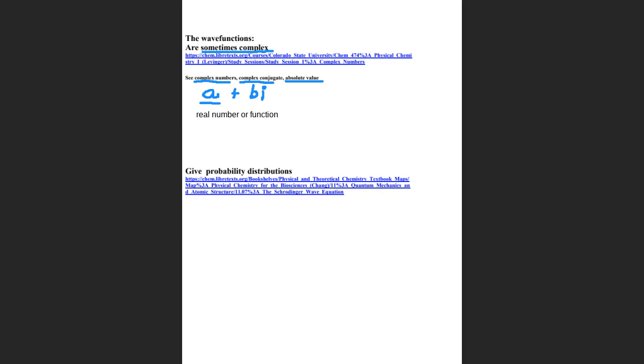B is also itself a real number or function. But it becomes imaginary because it is multiplied by i. Okay, so you can show it is true. Any complex number can be made to look something like a plus bi.